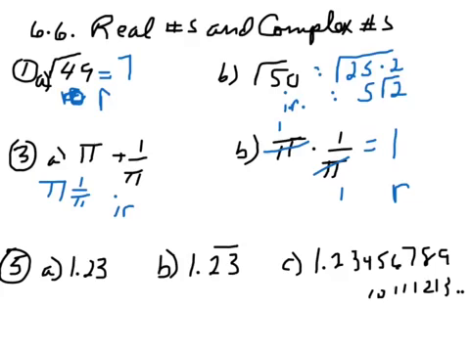So looking down at 5. A, 1.23, that's a terminating decimal, so that is rational. B, 1.23 with a repeating bar, that's a repeating decimal, so that's rational. But C gives us an example of something that neither terminates nor repeats. The dots mean it goes on forever, and we don't see any repeating pattern in there, and they're saying there's not one. So this is irrational.